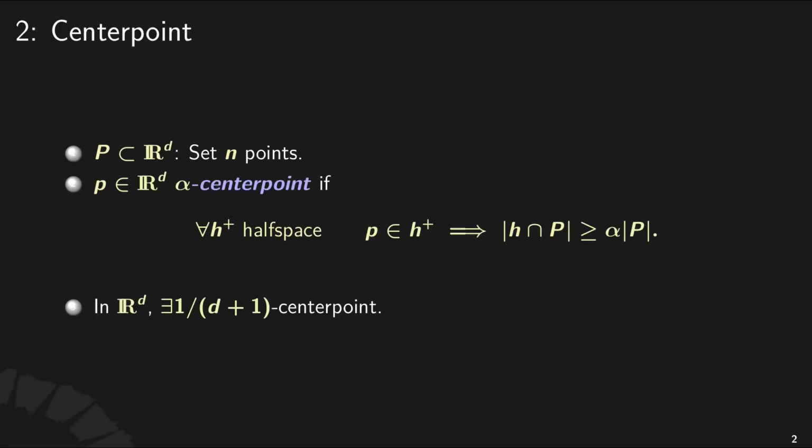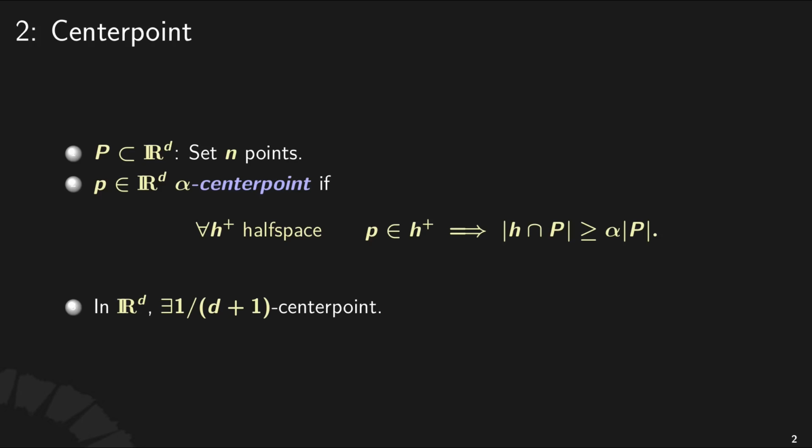So it all begins with a center point. We have a point set of n points in d dimensions, and a center point is a point that is in the middle of the point set, right? If you have points in one dimension, being in the middle is very easy. It's just going to be the median. But center points extend this notion to higher dimensions. The idea is that a point is an alpha center point if any half space that contains it contains at least an alpha fraction of the points of the point set. We will see an example shortly.